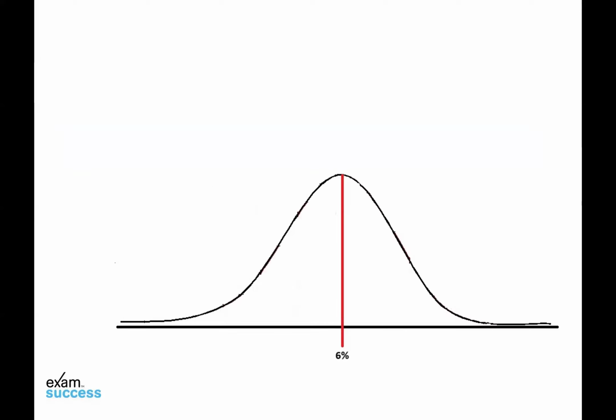Well, let's apply this to an example. So here's a normal distribution. The expected return, the historical average, this is 6%, just like we gave before.